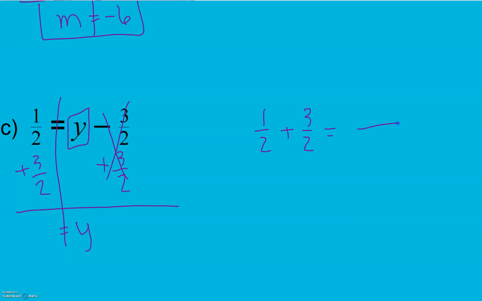When I add fractions, I get a common denominator. Here I already have one, so I keep it. And then I can add along my numerators and get 4 over 2. 4 divided by 2 is just 2. So here we get 2. And if we plug it in, that does check.